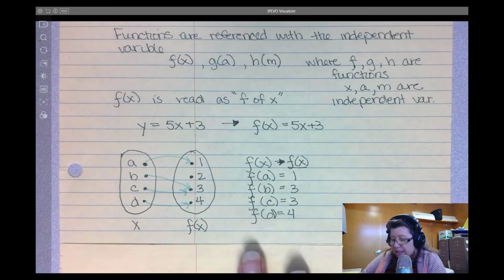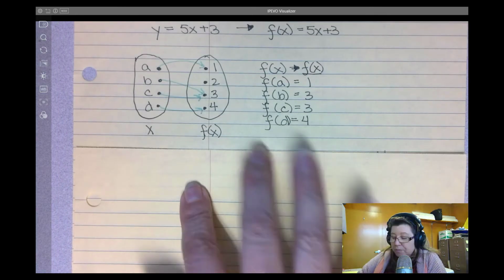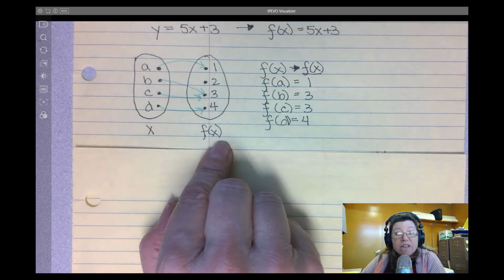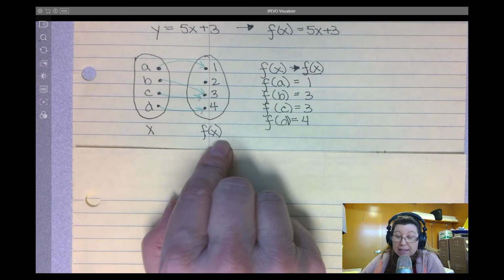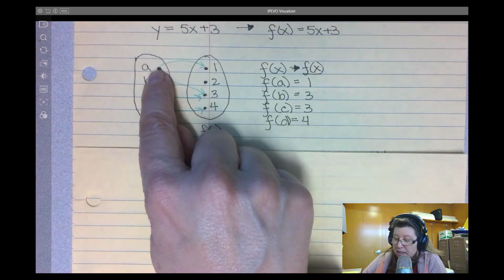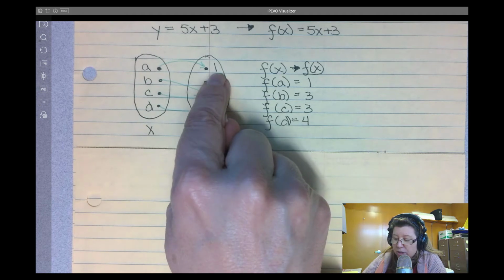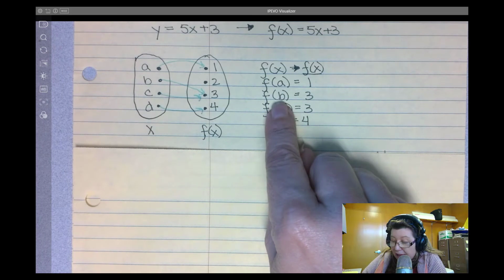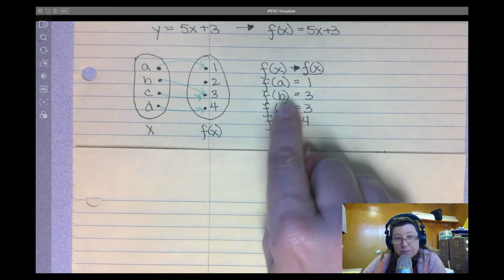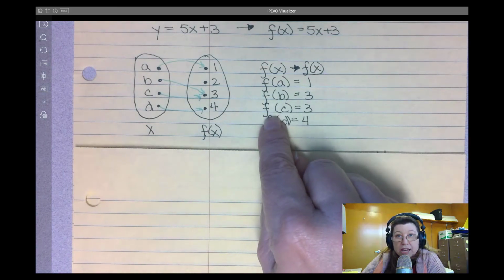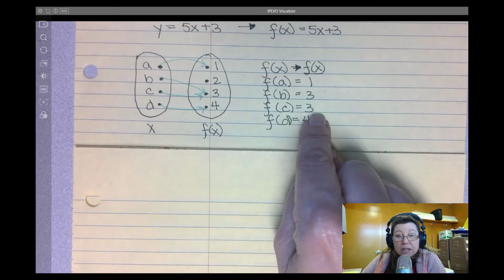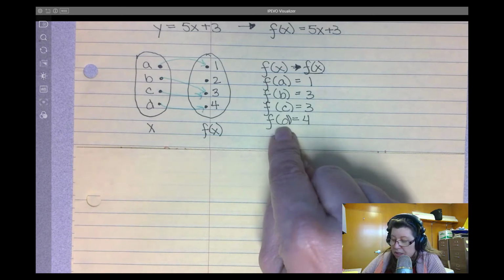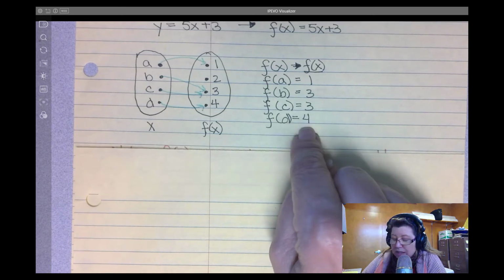Now let's take a look at this. Same example where we have an input of an x and we get out our function of x. So a goes in. The function at a is going to be 1. B goes in. The function of b is 3. C goes in, so the function of c is 3. And the function of d is 4. So this means the input, and once we do things to it, this is our output.